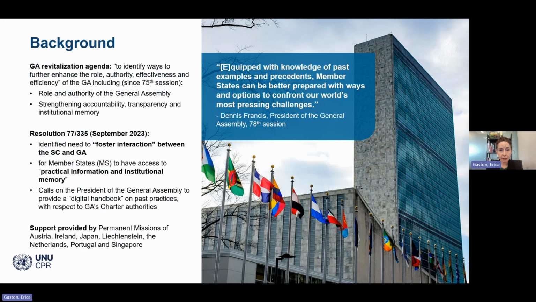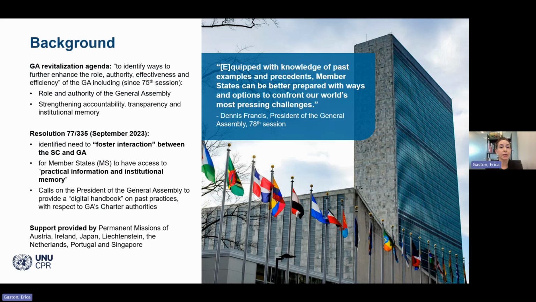Specific to that, in September 2023, there was a resolution within this general revitalization agenda that identified a need to work more to foster interaction between the Security Council and the General Assembly. The background context is that there have been a lot of concerns in the last few years that divisions within the Security Council have limited action on certain matters. So there's increasing interest in seeing whether a more revitalized General Assembly could aid in resolving disputes or taking up matters that the Security Council is unable to reach a resolution on. So there was a strong desire to look at those synergies between the Security Council and the GA.